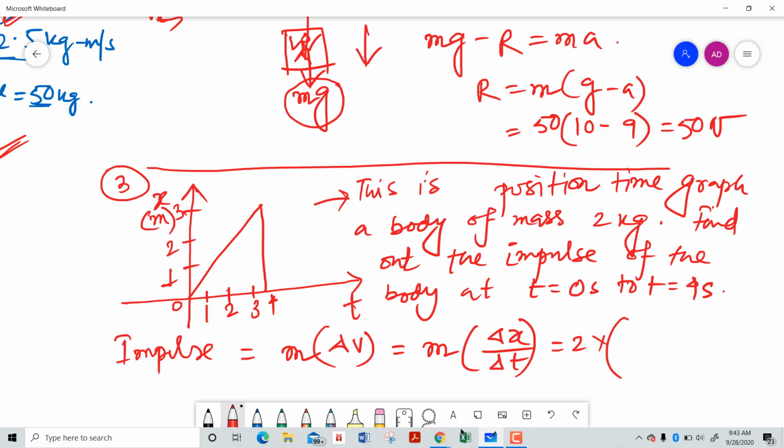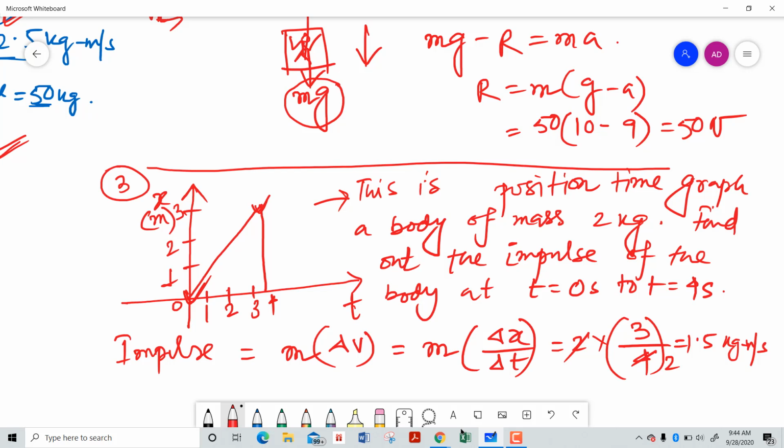So 2 multiplied by, what is the change in position? Change in position is from this position to this position, right? That is 3, and the change in time is 4, right? So what should be the answer? That is equal to 1.5 kilogram meter per second, right? Is the solution understandable, everyone?